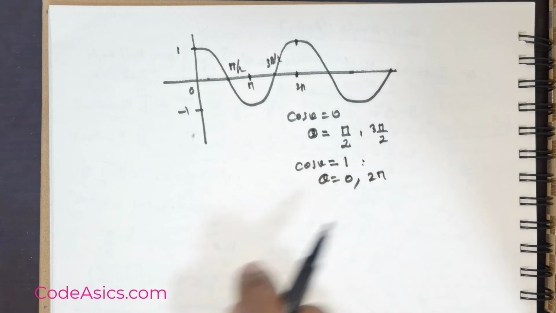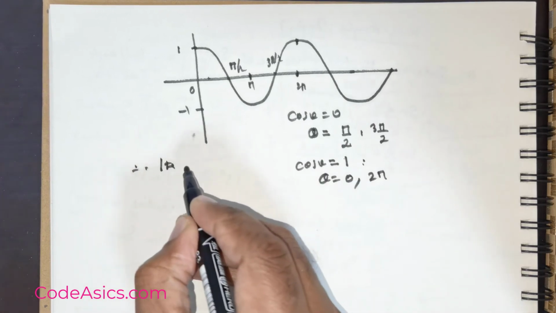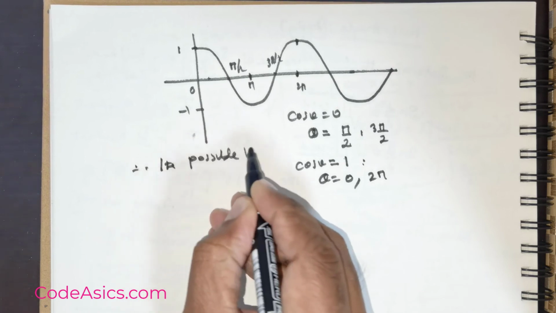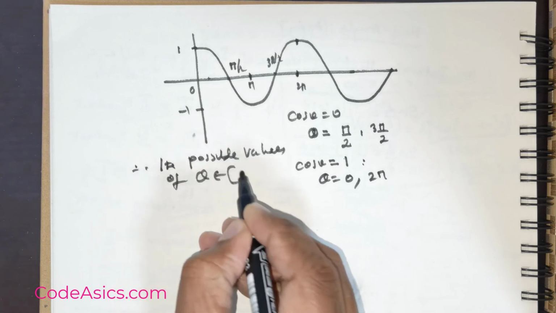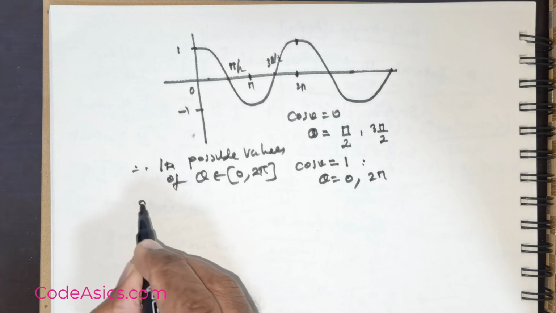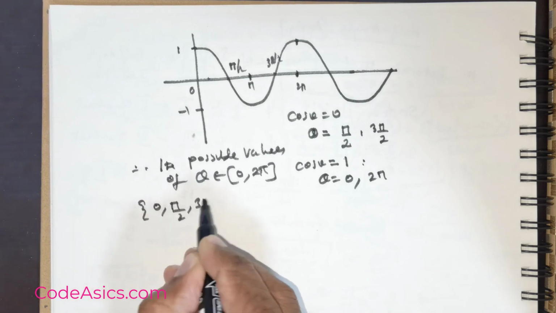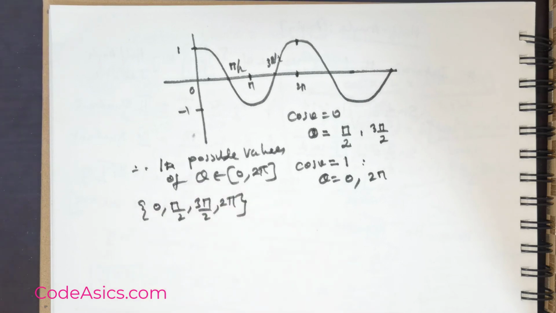So if you were to sum up all these things, the possible values of theta given the interval 0, 2 pi are going to be 0, pi over 2, 3 pi over 2, and 2 pi. So this is the solution.